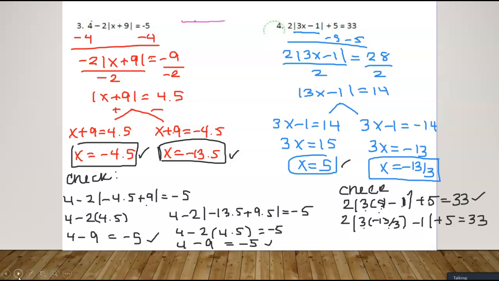Three times negative 13 thirds becomes negative 13. Negative 13 minus 1 is negative 14. The absolute value of negative 14 is 14. 2 times 14 is 28. 28 plus 5 is 33.